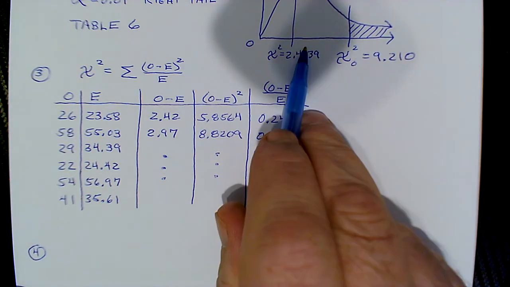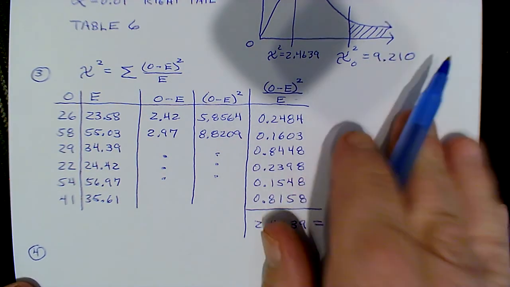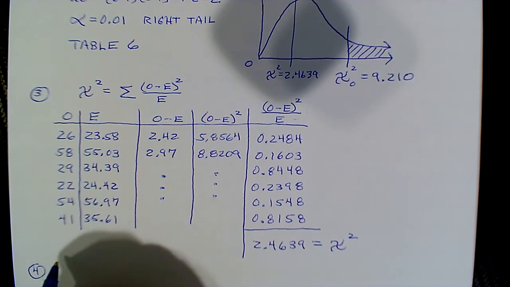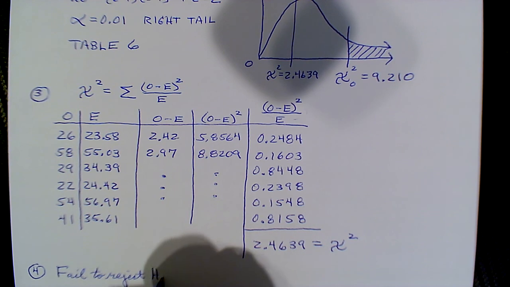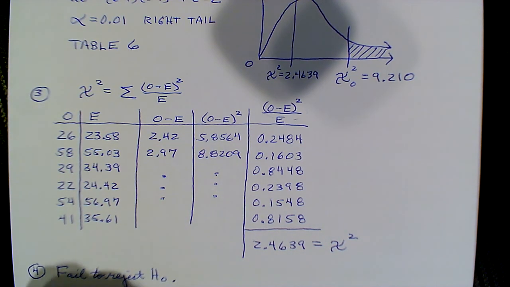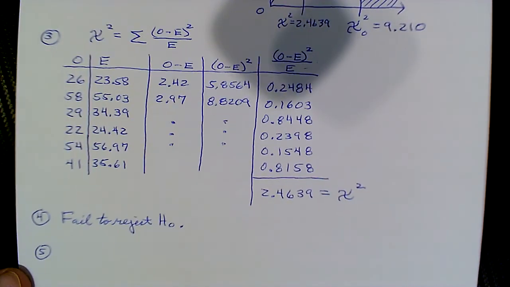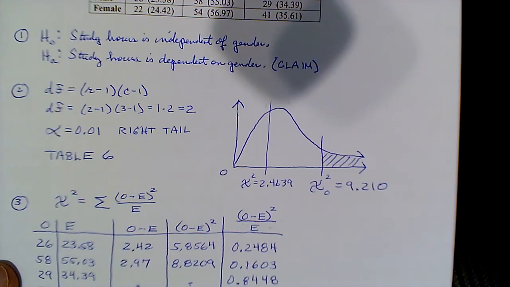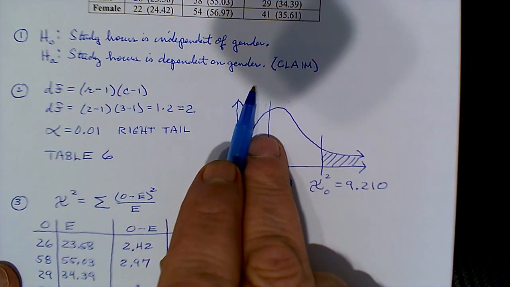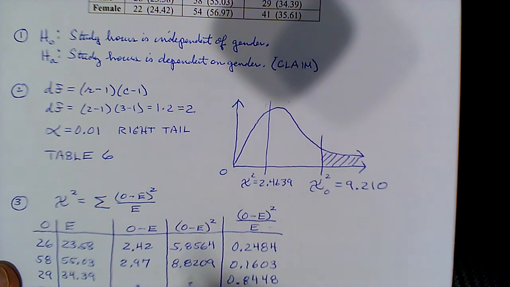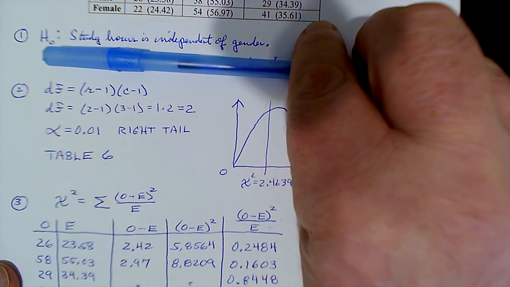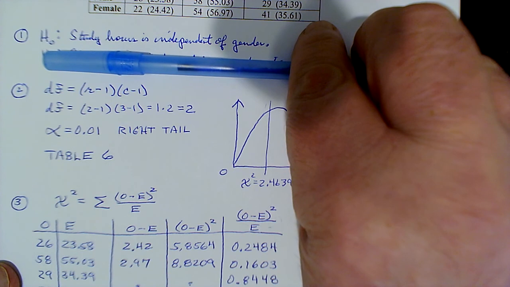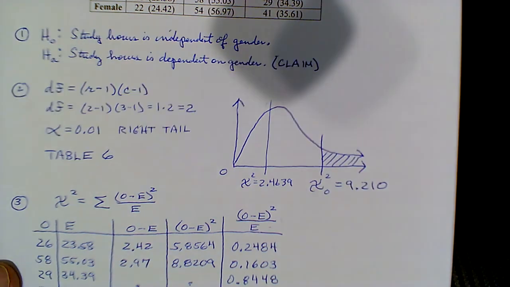So then comes the decision, and we place that. Remember, this is a 0 here, so the 2.4 doesn't have to be to scale, but it's definitely well before the 9.2. So this was the test statistic of 2.4639. Obviously, it's in the non-rejection region, because the tail is the rejection region. So we fail to reject H0. HA was the claim that they were dependent. We're failing to reject H0, so that means the claim is probably not true, because H0, we can't get rid of it.